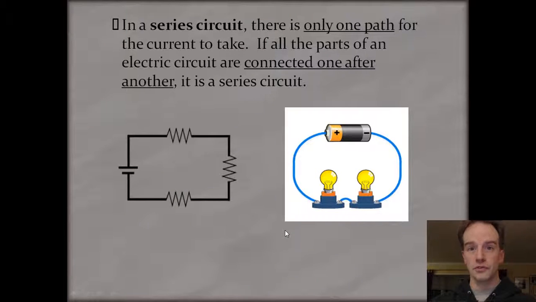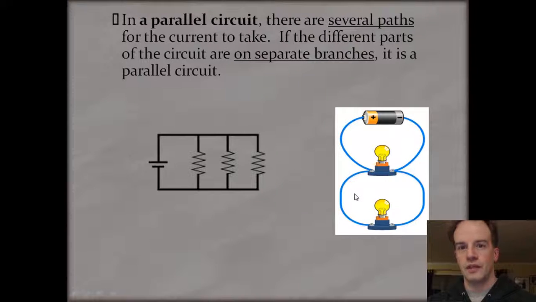Two main types of circuits you need to know about: the series circuit, where we have things that go in one path. So in here we have 3 resistors, we have 2 light bulbs in one path. There's only one way for the electrons to go. In a parallel circuit, there are several paths, several ways that those electrons can travel. They have multiple paths or separate branches. That is a parallel circuit.